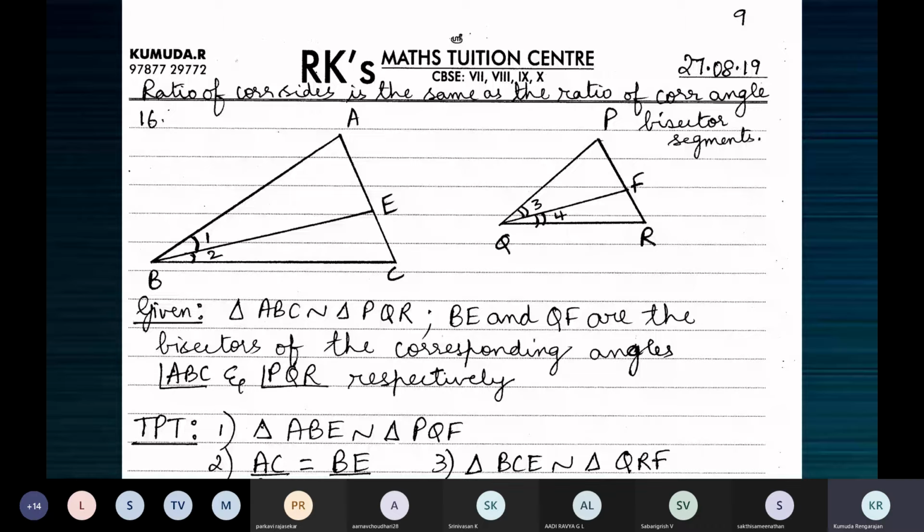Have you written the note? In two similar triangles, the ratio of the corresponding sides is the same as the ratio of the corresponding angle bisector segments. Angle bisector segments.